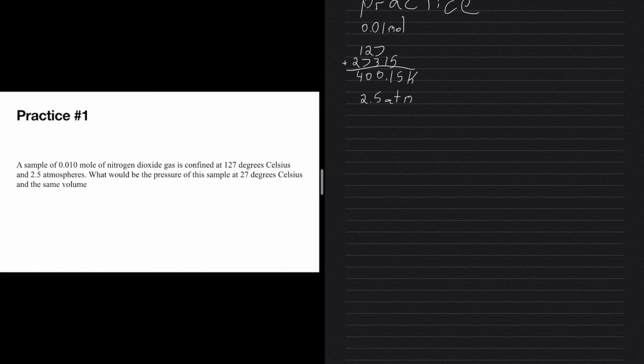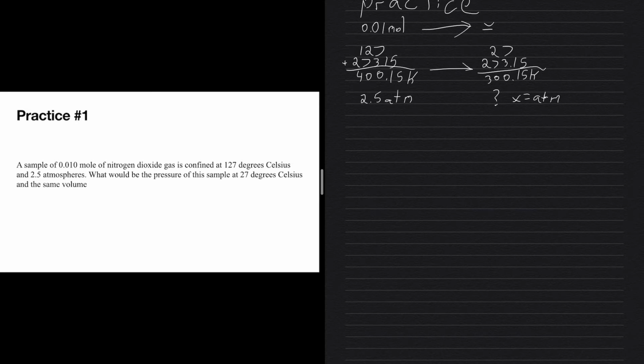So then we know that the volume of this will stay the same. So the volume of this will be equal. We know that the new temperature is going to be 27 degrees Celsius. So we're going to go 27 plus 273.15, which gives us 300.15 Kelvin. And we're looking for the new pressure. So that is what we're trying to find. Question mark or X equals ATM.